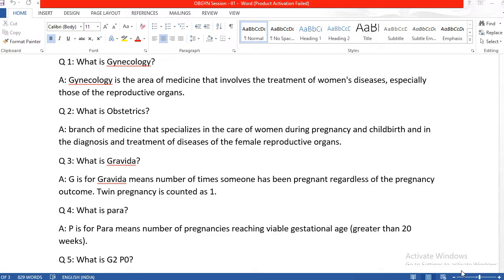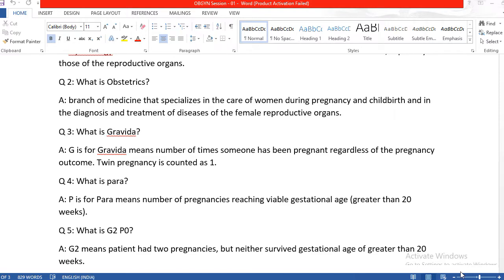Question 1. What is gynecology? Answer. Gynecology is the area of medicine that involves the treatment of women's diseases, especially those of the reproductive organs. As you know, females have reproductive organs. To treat those reproductive organs, we have the gynecology section. So a gynecologist primarily treats reproductive organ diseases.